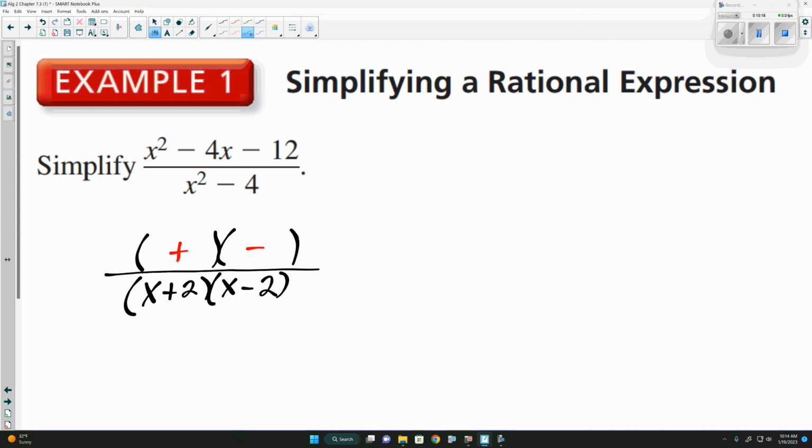Now we look at the factors of x squared. The only factors of x squared are x and x. The other one, we need to find the factors of 12. 1 and 12, 2 and 6, and 3 and 4. Which one of these three sets of factors is probably going to be the ones we need? 2 and 6, because if we have 2 and 6, it will match up with one of the ones in the denominator. Now, do we need the 2 to be positive or negative?